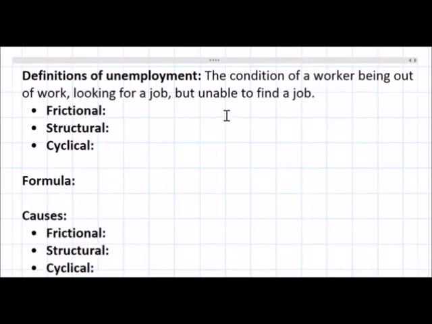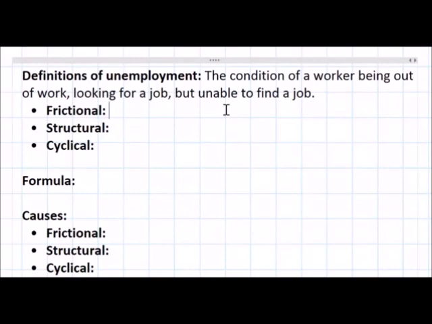Not having a job is different than being unemployed. Many people who do not have jobs in a country are not unemployed. For example, young people who aren't of working age, old people who are retired and no longer part of the labor force, or students who are in school or university, getting an education and not actively looking for a job. So to be considered unemployed, somebody must be actively looking for a job but unable to find one. That's the definition of unemployment.